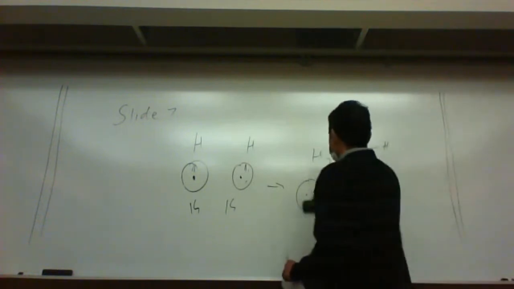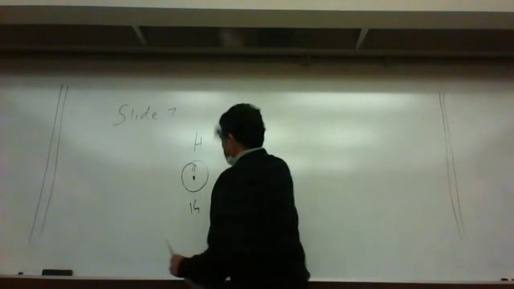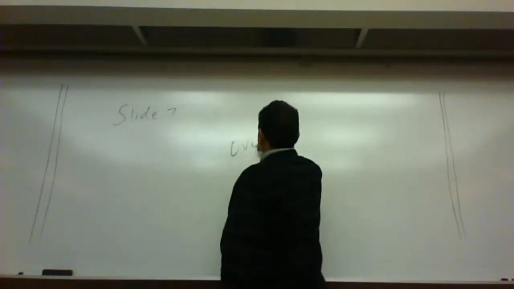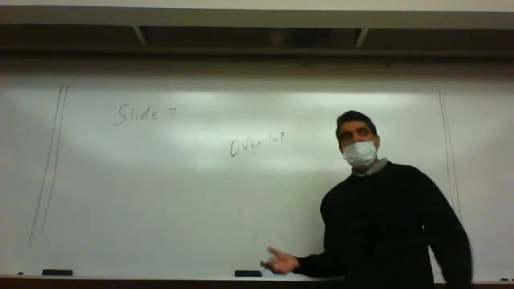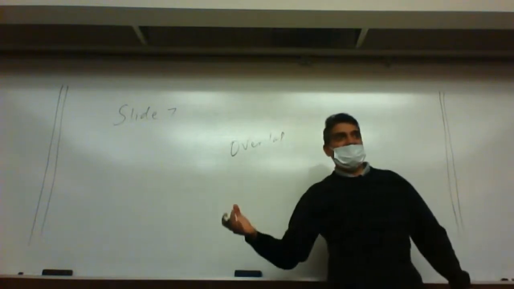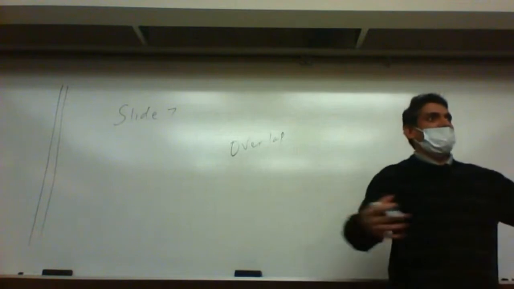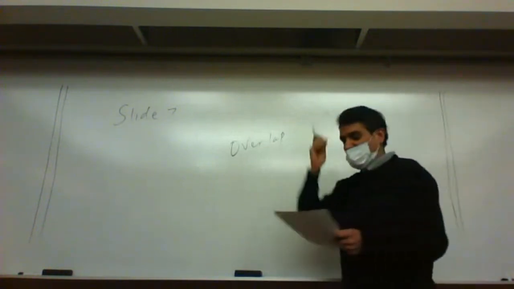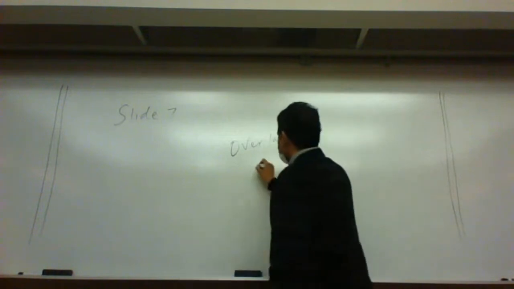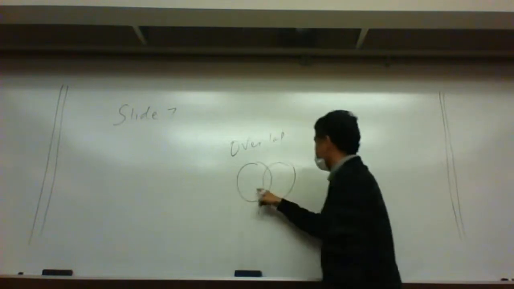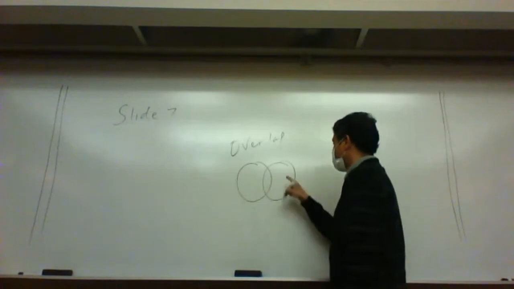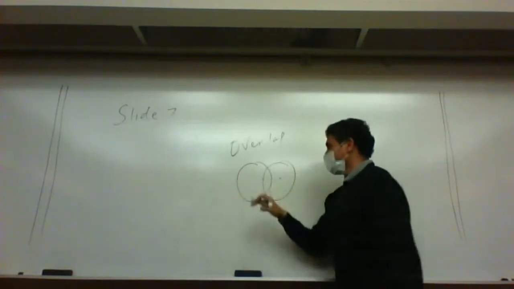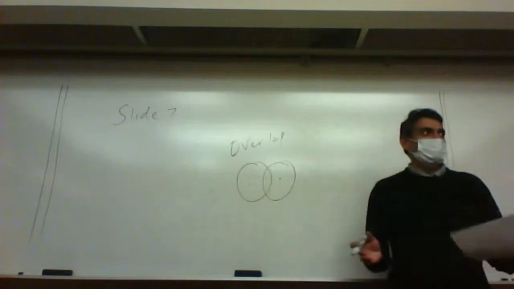There is some valence bond terminology in slide number 8. Number 1 is overlap. What is overlap? Overlap means there are two orbitals, one from one atom and one from another atom, and they come and overlap each other like this. So this is from one atom, this is from another atom. This is one orbital, this is another orbital. They come and combine, overlapping each other. So this is simple.